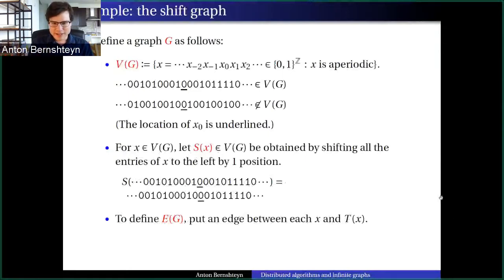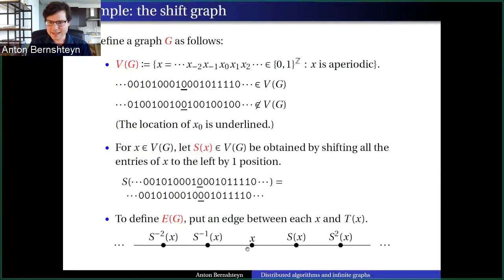Okay, so what does this graph look like exactly? Well, if I start with vertex X, I can shift it once to the left, and I get S of X, and I put an edge between X and S of X. Then I can shift it the second time, to the left by 2, and there is an edge between S of X and S squared of X, which is X shifted twice. Then I can shift it 3 times, another extra edge, etc. Or I can go the other way. I can shift it to the right by 1, and there is again an edge. And I can shift it again to the right, and there is an extra edge, etc.